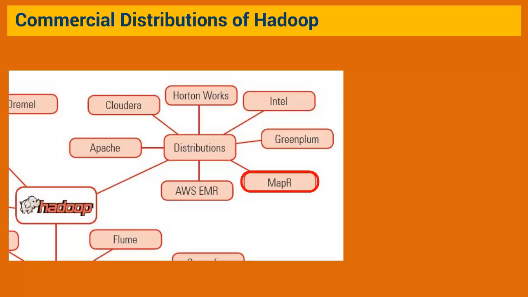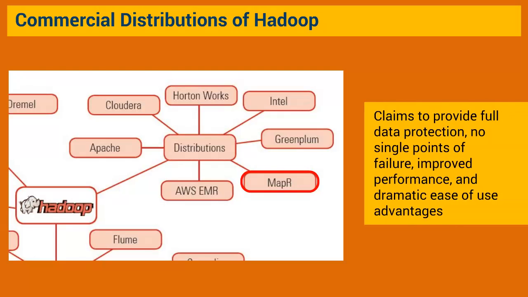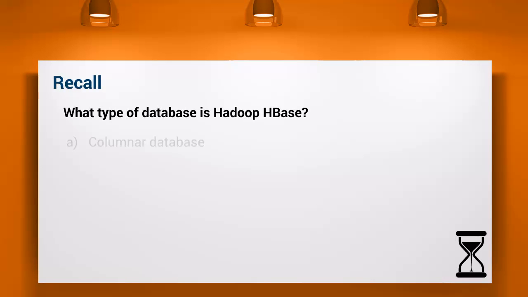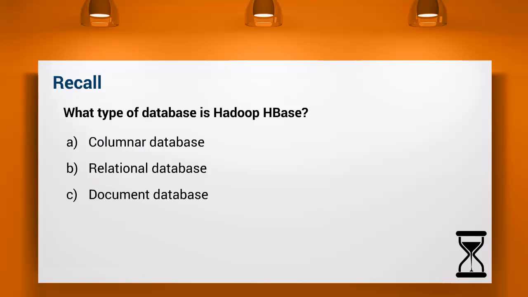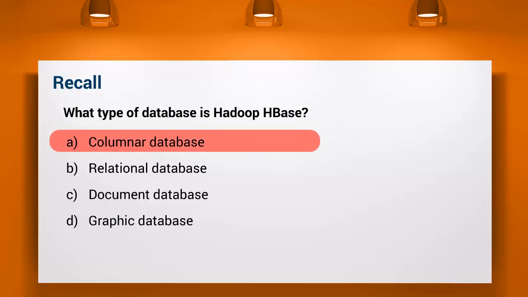MapR's Apache Hadoop distribution claims to provide full data protection, no single points of failure, improved performance, and dramatic ease of use advantages. Now that you know about the Hadoop distributed computing environment, let's see how much you recall. If you selected columnar database, you are right. HBase is a distributed columnar database that utilizes HDFS as its persistence store.